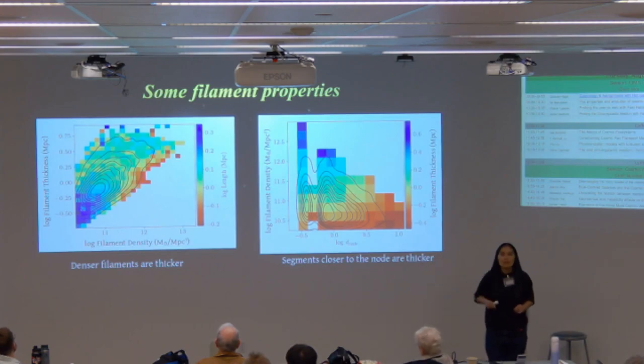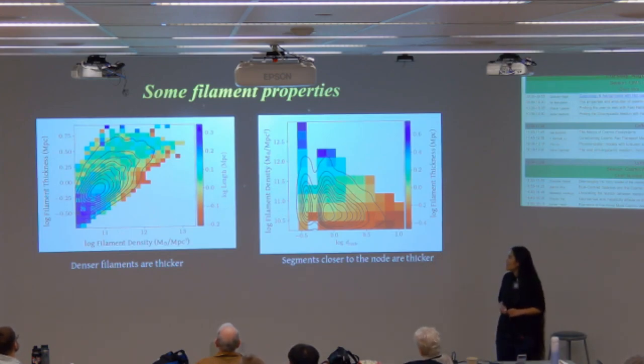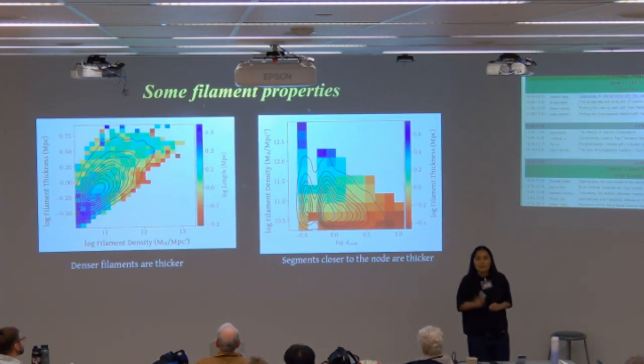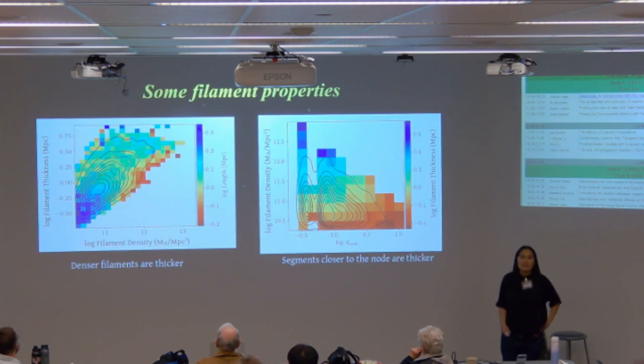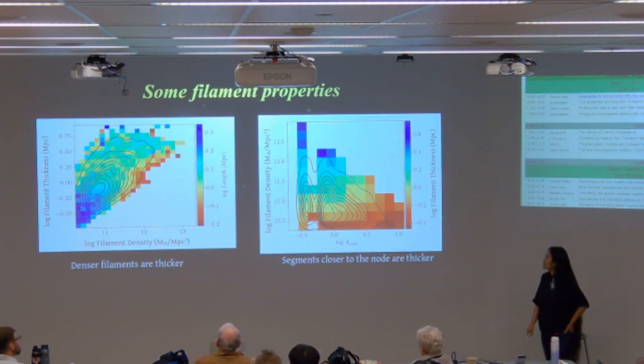So this is a filament plot, not a galaxy plot. And you can see that they're quite correlated. The denser your filament, the thicker your filament is by our definition. Okay, so that makes a lot of sense. Thickness is correlated with density. This is color-coded by the length of the filament as well, so you can see that shorter ones tend to be in denser filaments as well.